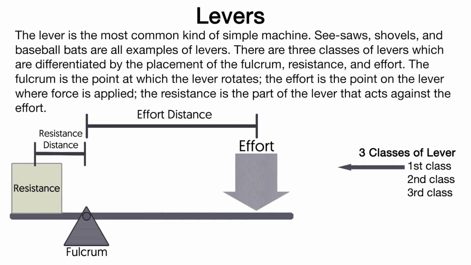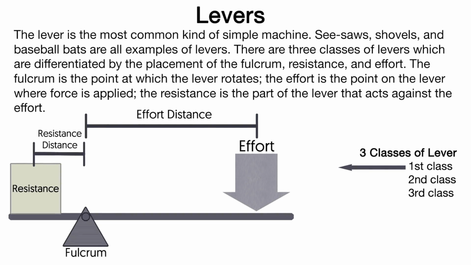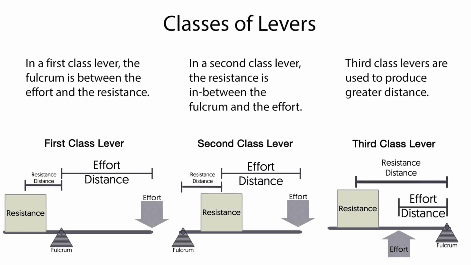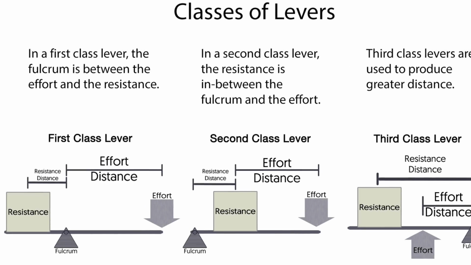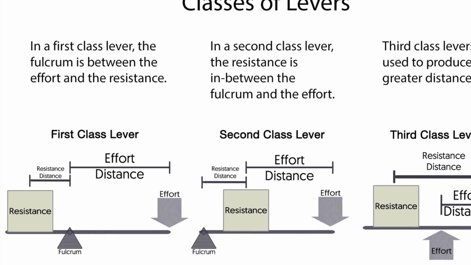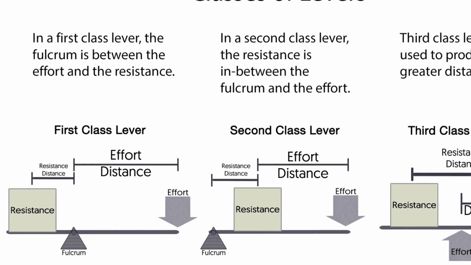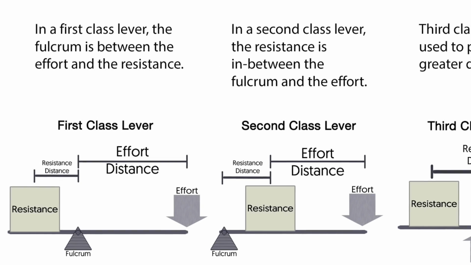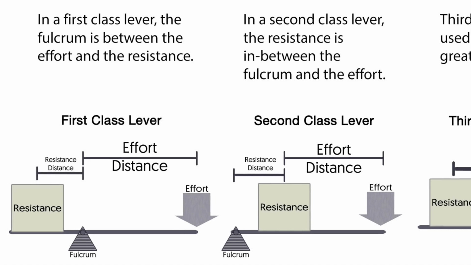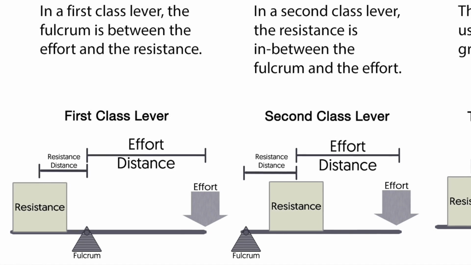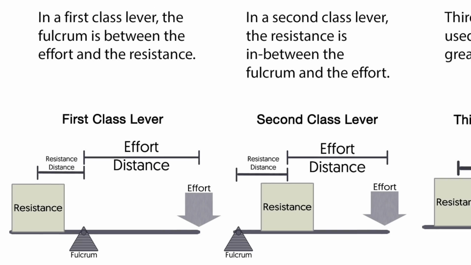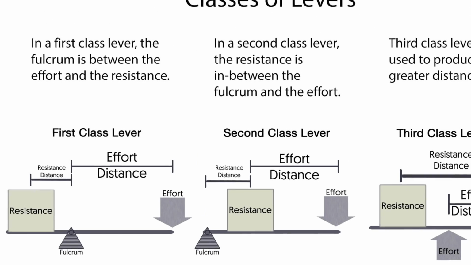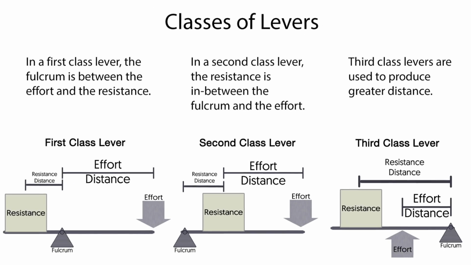There are three classes of levers. They are differentiated by the positioning of the fulcrum, resistance, and application of effort. In a first-class lever, the fulcrum is between the effort and the resistance. A seesaw is a good example of a first-class lever. When effort is applied to force one end of the lever upward, the end where the force was applied must go down, like a seesaw. The shorter the distance between the fulcrum and the resistance, the easier it will be to move. This is a result of the mechanical advantage, but we'll get to that later.